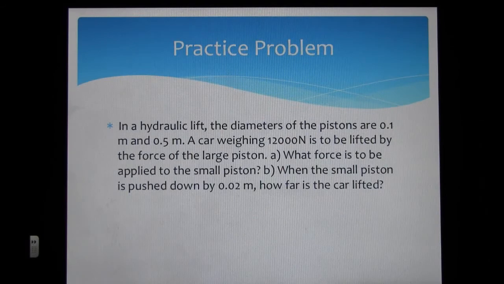Here's a problem involving Pascal's principle. In a hydraulic lift, the diameters of the pistons are 0.1 meters and 0.5 meters. A car weighing 12,000 newtons is to be lifted by the force of the large piston. Part A, what force is to be applied to the small piston? And Part B, when the small piston is pushed down by 0.02 meters, how far is the car lifted? Pause the video for time to work on the solution.